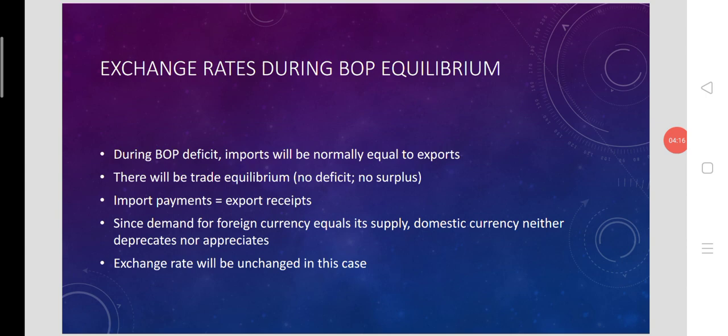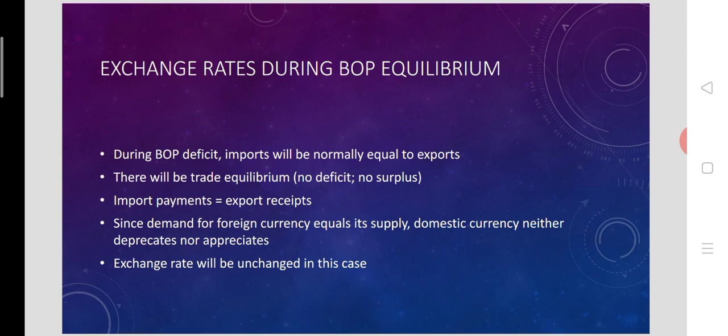Let's look now at exchange rates during BOP equilibrium over a period of time. If a nation is having balance of payment equilibrium, they don't have a BOP deficit or BOP surplus over a longer period of time. That means imports will generally be equal to exports, or receipts will be equal to payments. So they don't want any foreign currency to finance the import. The import payment is normally equal to the export receipt.